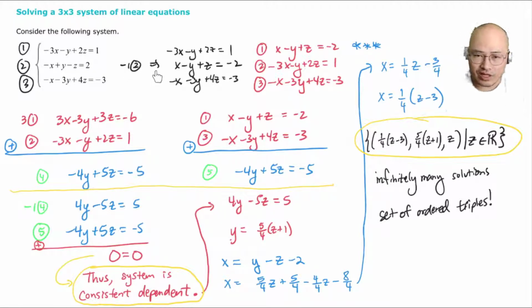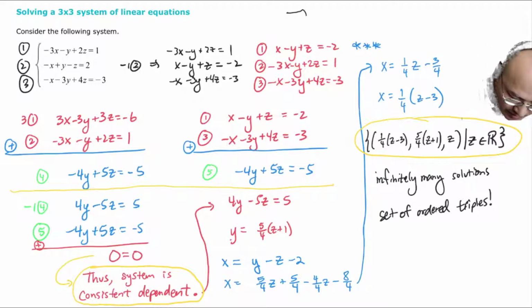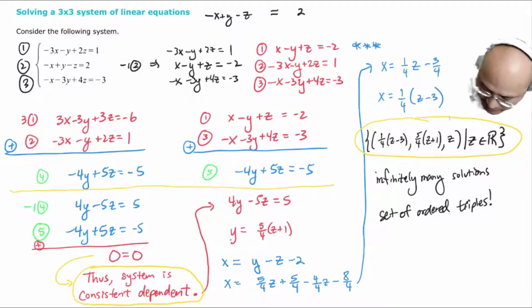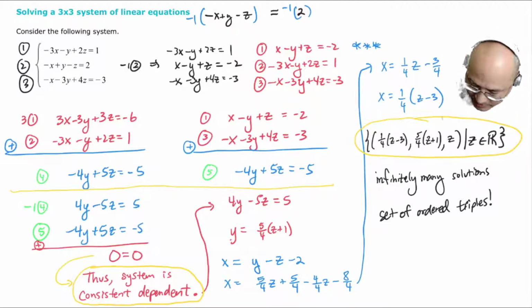And what does that mean? I'm going to go ahead and write this on here. What does it mean to have -1 times equation 2? Take that equation 2, which is -x plus y minus z, and I'm going to multiply both sides of that equation by -1. If you do that, you're simply balancing the equation, and you're going to get a new equation. And that new equation, I put it right here. It's going to be x minus y plus z is now equal to -2.